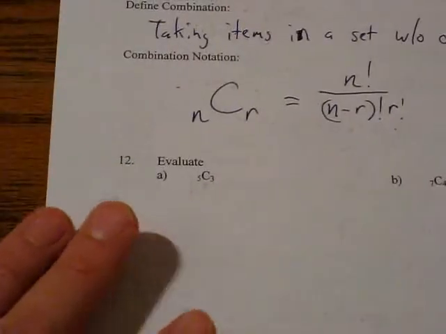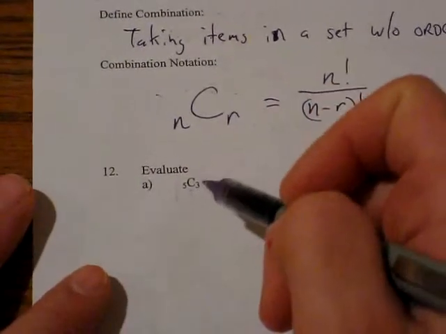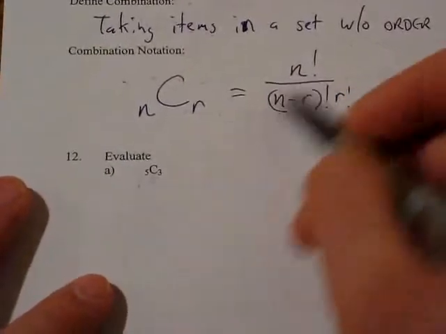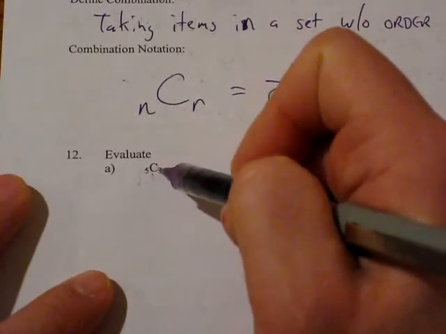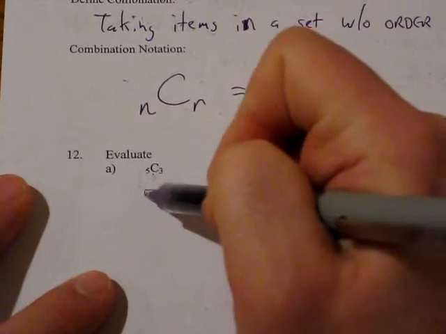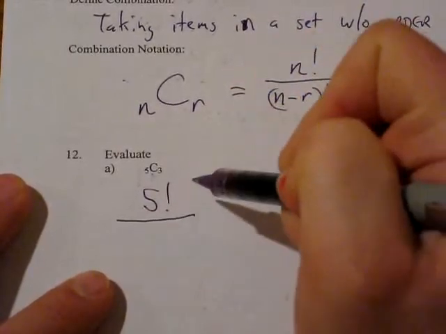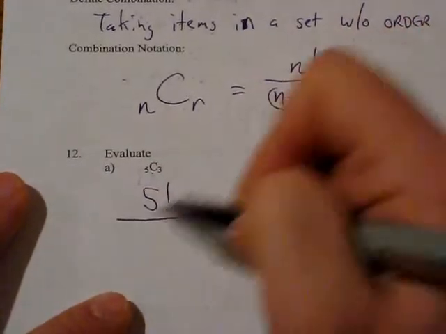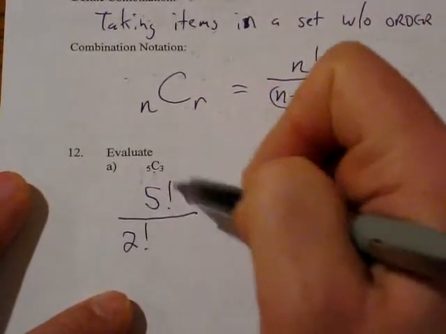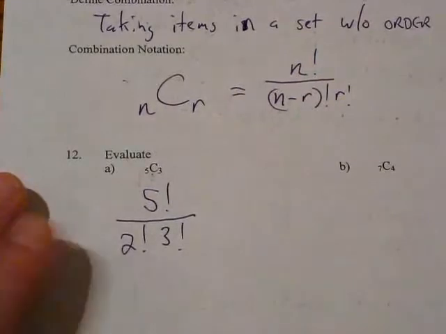So, let's take a look at this list here. I'll keep this on the same screen so you can evaluate it. We've got 5 items and we're choosing 3. So my numerator is 5 factorial. My denominator is 5 minus 3 factorial, see n minus r, so that makes 2 factorial, multiplied by 3 factorial.